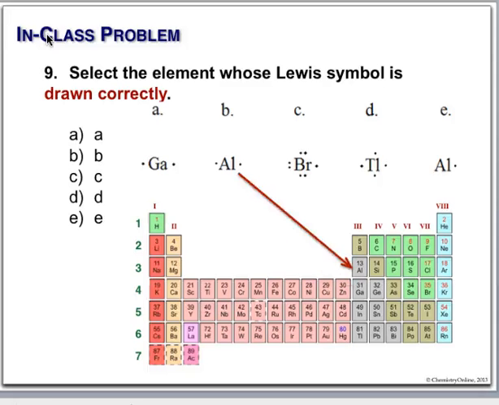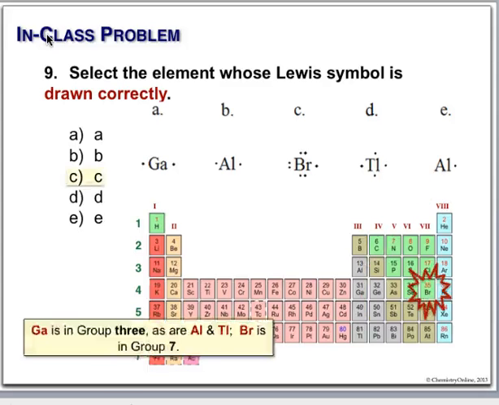Aluminum is also in group 3. It is also shown with two electrons. It is also wrong. Thallium, down here. My gosh, that's also in group 3. And I've shown it with four electrons. That's wrong. And we've already been through aluminum. We know that its group 3 doesn't have just one, it has three. Therefore, bromine, obviously, is the correct one. Group 7, 7 valence electrons.